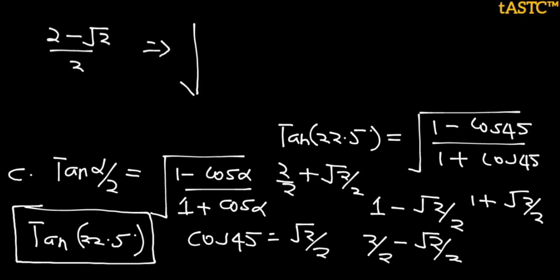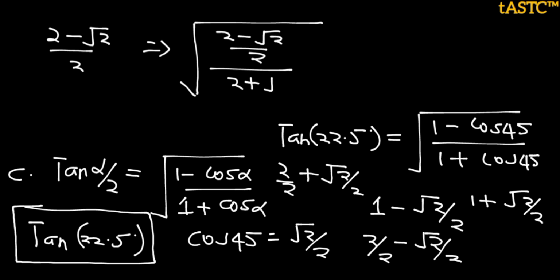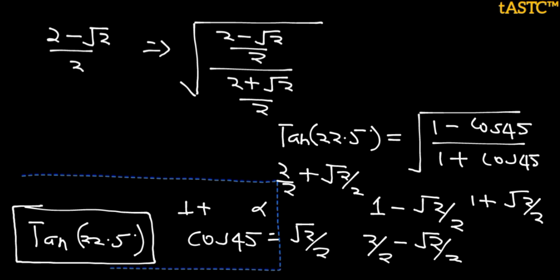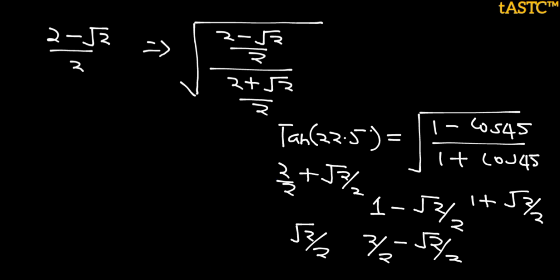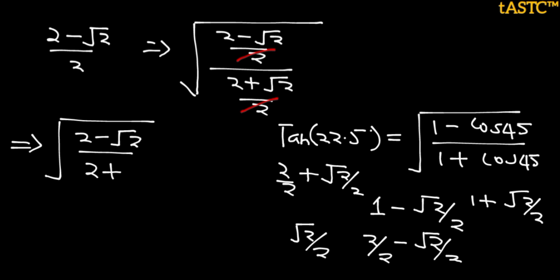So here we're going to have 2 minus root 2 all divided by 2, over 2 plus root 2 divided by 2. I'm going to take these out. Now as usual, you know this is going to cancel. So here we're going to have 2 minus root 2 divided by 2 plus root 2. That is what we have.